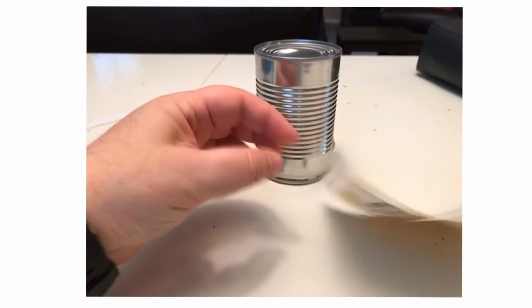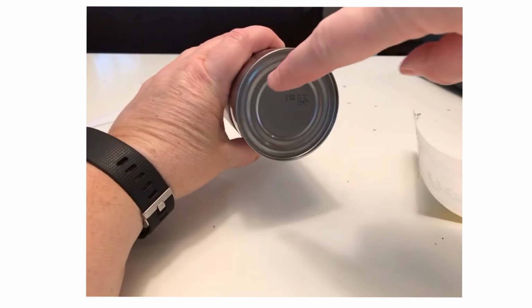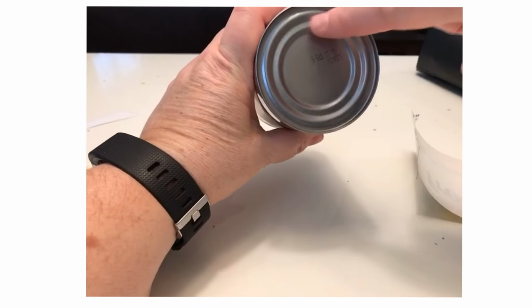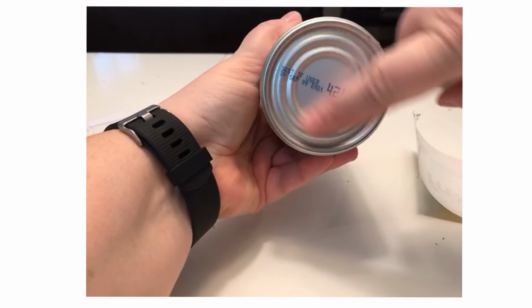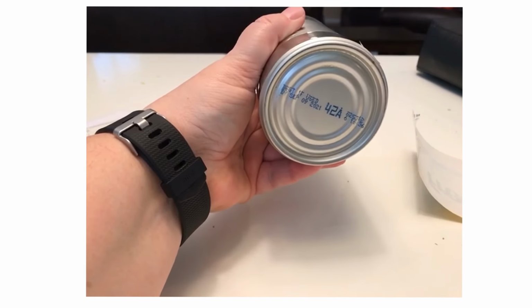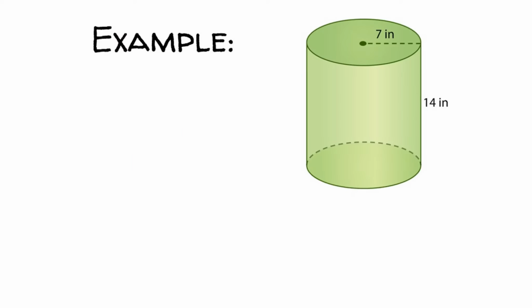Now, I also have to add in 2 bases because my can is closed, right? It's closed on both ends, so I need to add the area of this base and the area of this base. That's where the plus 2 times the area of the base comes in. All right, so let's try an example.